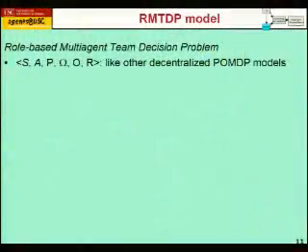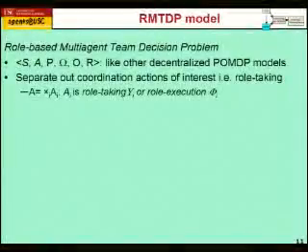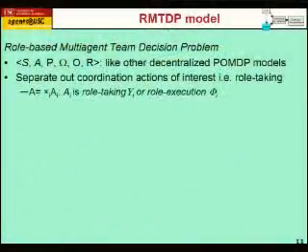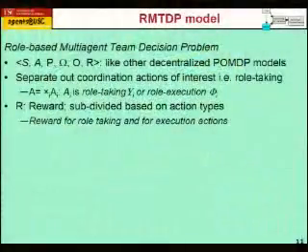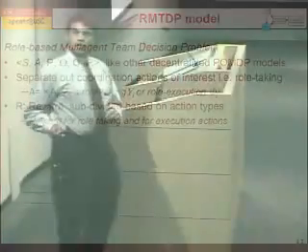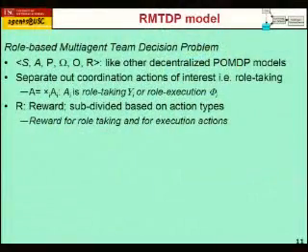So the RMTDP model, or the role-based multi-agent team decision problem, is like all other MDP models, so it has the same features in its tuple. The key difference is that we separate out the actions of interest. So if we're interested here in role-taking actions, we separate the actions into role-taking actions as well as role execution actions. And similarly with the reward, we divide the reward into reward for role-taking and reward for role execution.